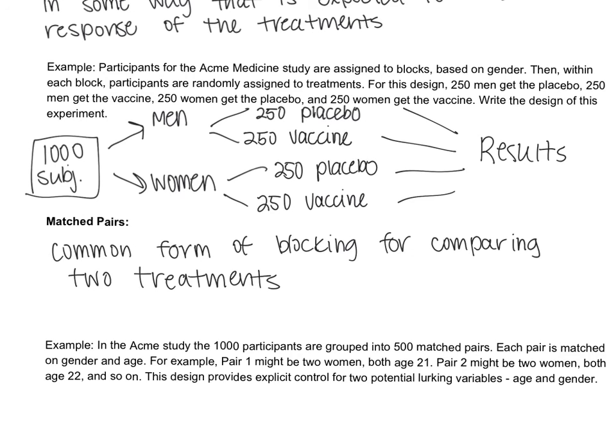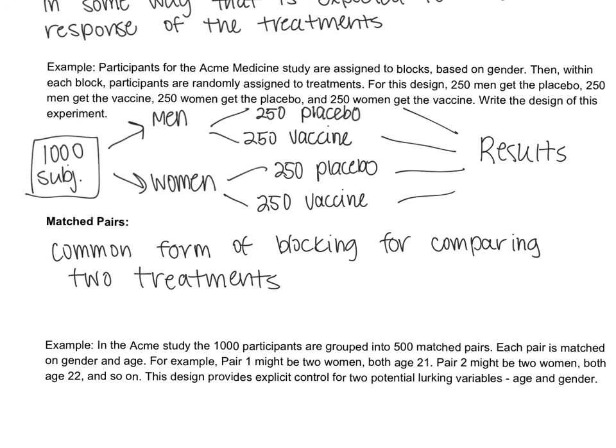So in that same example from before, our ACME study, we have our 1,000 participants. And this time they're grouped into 500 matched pairs. So we have two things we're going to look at. So gender and age. So we're looking at a pair that's two women both 21, or a pair that's two women, both 22. And then we would keep going with ages and gender.